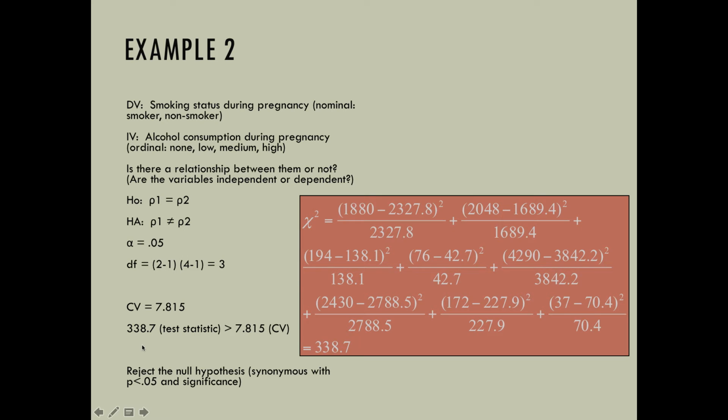That is really a lot higher than our critical value of 7.8. So we reject the null hypothesis, which means there is a statistical difference between alcohol consumption level and smoking status. Does that make sense? Kind of.